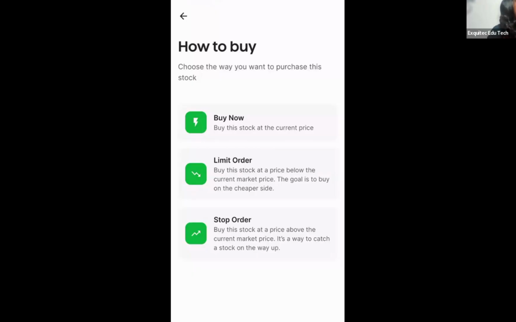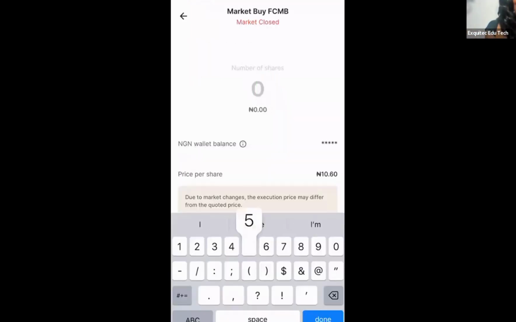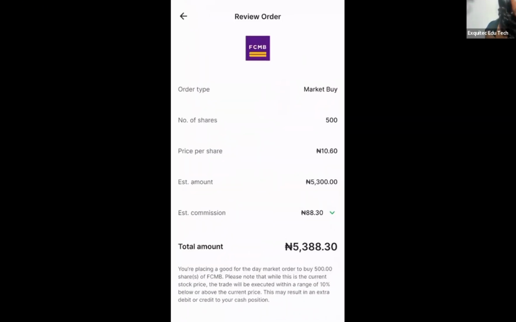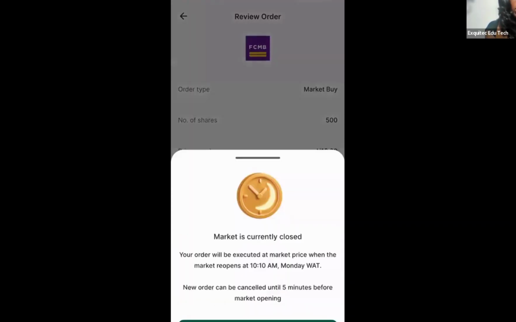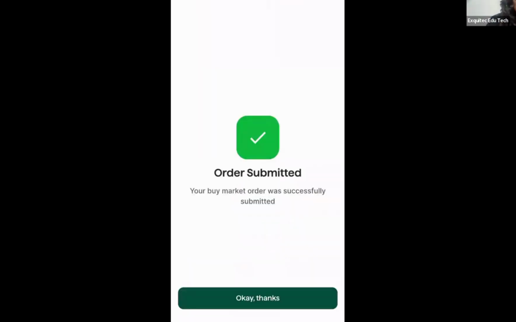Most of the time, I just buy now, because I usually put them in my watch list and wait for when it's showing me red. And I'm putting in an amount of 5,000 naira. So I click there and I'm going to click place order. The market is closed, but I'm going to place my order anyways. Yeah. So this is how it works.